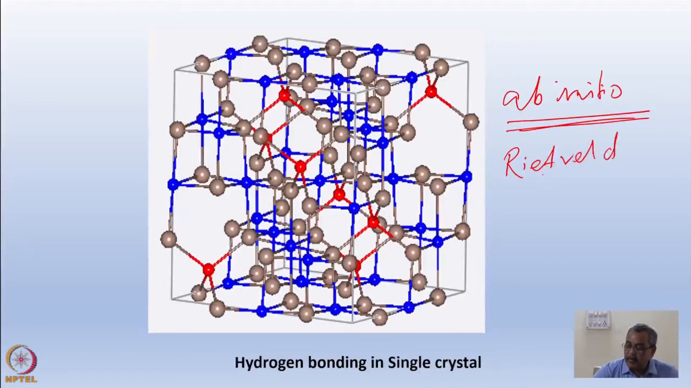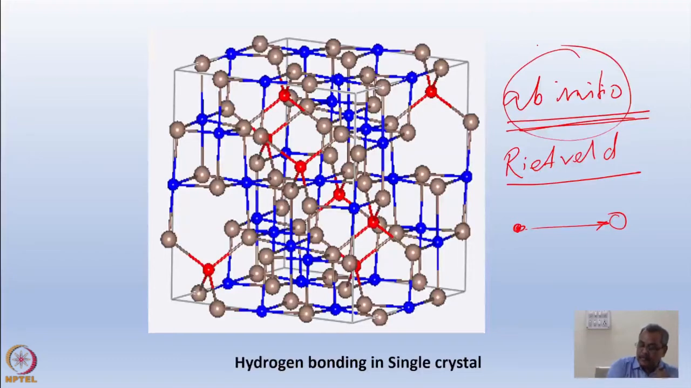In case of Rietveld refinement, we start with a structure and keep on refining it so that my experimental results match with the model. Here we don't have to go for any model. We can find out the hydrogen bonding and the interstructure of the single crystal in an ab initio way. So this is the difference, and I will stop for single crystal diffraction from here.